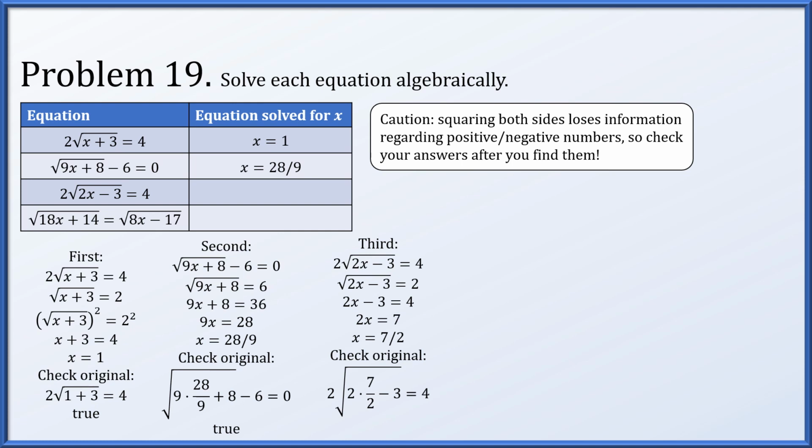2 times 7/2 would just be 7. 7 minus 3 is 4. The square root of 4 is 2, and 2 times 2 is 4. This all checks out. So we found a solution, x equals 7/2.